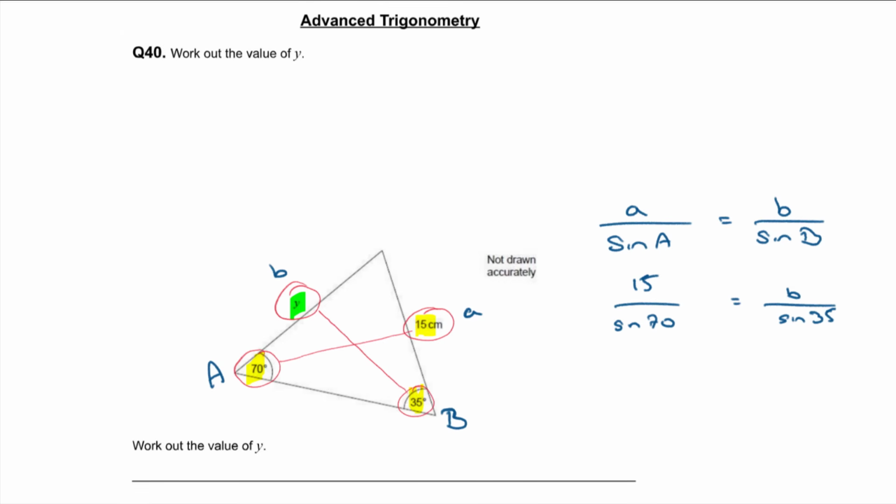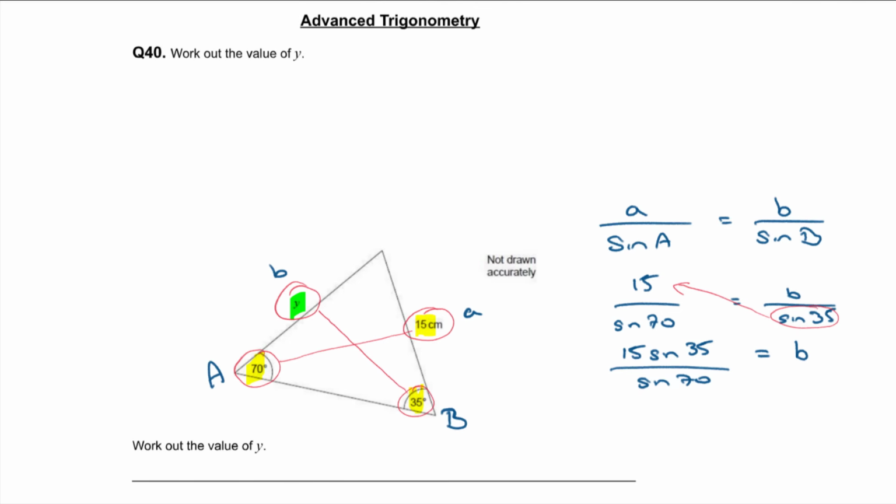Next thing is to rearrange the sine rule to get the thing you want to find on its own. So I'm going to move that up here. Okay, now because I put b at the top to start with, that makes the rearrangement a little bit easier. So then b is going to be equal to 15 sine 35 over sine 70. Okay, so then it's just a matter of typing it into the calculator.